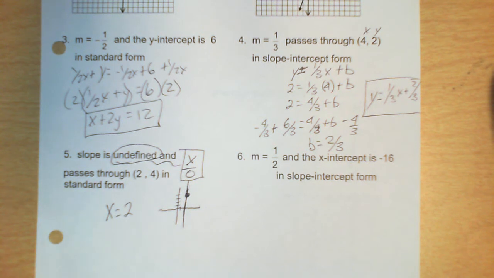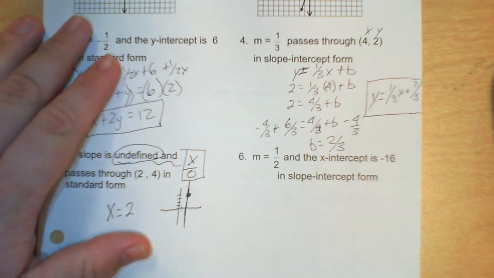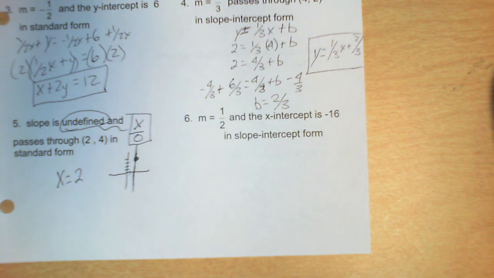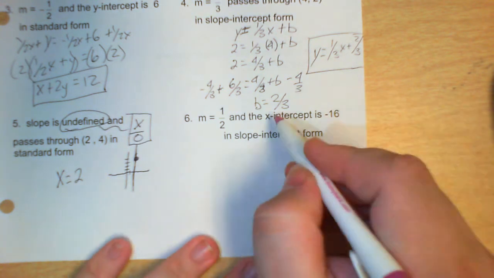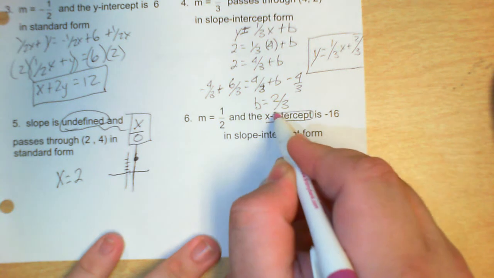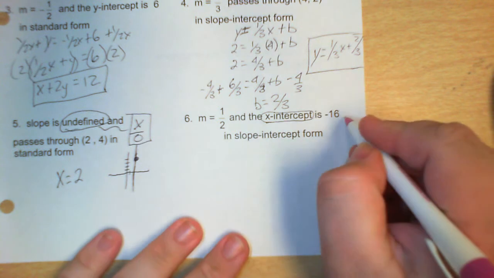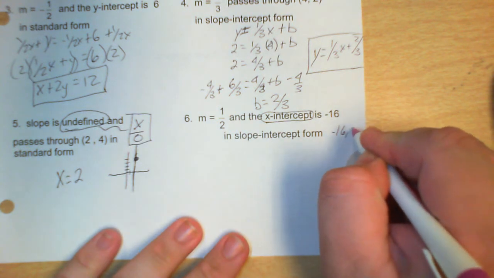So now, let's talk about number 6. It says the slope is 1/2, and the x-intercept is negative 16. So when I have an x-intercept, that means it's crossing what? The x-axis, which means y is equal to what? 0. So my point here is negative 16, comma 0.